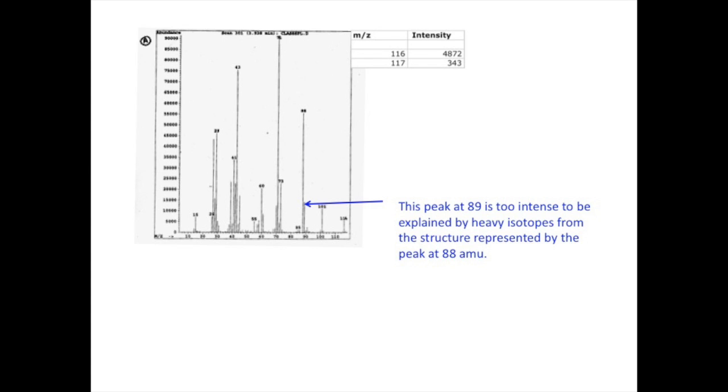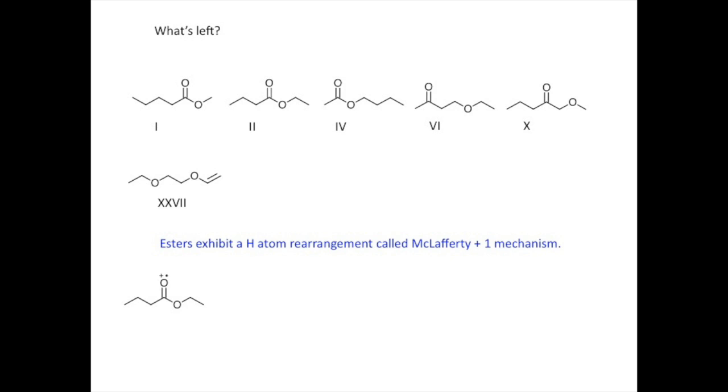It is true that whatever fragment appears at 88 might be expected to have a heavy isotope version, giving rise to some signal at 89. However, this is much too tall to be explained easily that way. The loss of 27 from our molecular formula can only be explained by the loss of a neutral fragment with composition of C2H3. Several of the remaining candidates are esters. That functional group is prone to a hydrogen rearrangement mechanism known as a McLafferty+1 mechanism.